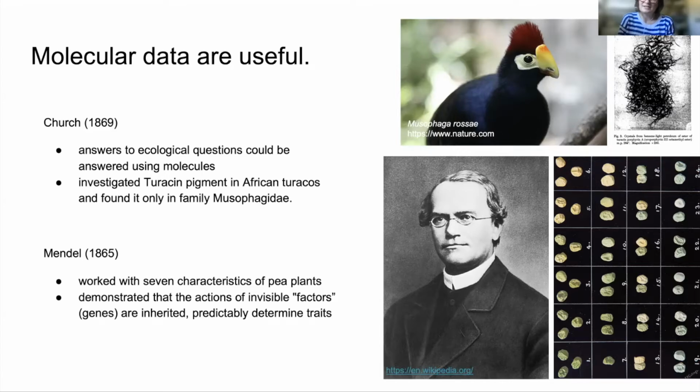And this is an idea that has been in existence for a very long time. One of the earliest studies was done by Church in the late 1800s, and he used molecular data to answer ecological questions using molecules. Specifically, he was looking at the turacin pigment in African turacos, which is a sort of bird, and it's only found in a family of birds with these special types of feathers.